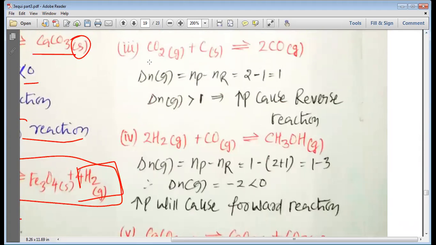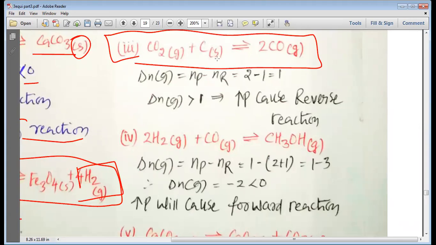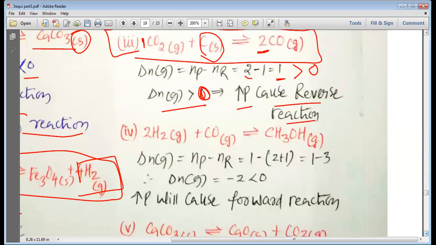When you look at the third equation, you will find that we have CO2 gas plus C solid, that gives 2CO gas. So on the product side we have 2 moles of gas, and on the reactant side we have only 1 mole of gas. Carbon is solid. So we can write delta N gas is equal to NP minus NR. The number of gaseous moles in product is 2, the number of gaseous moles in reactant is 1, and that is 1, which is greater than 0. So delta N gas is greater than 0, and therefore increase in pressure will cause the reverse reaction to take place.